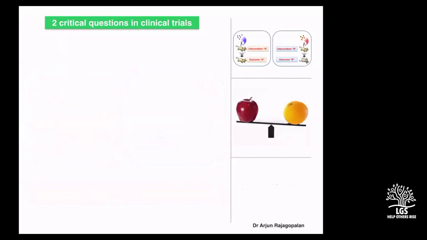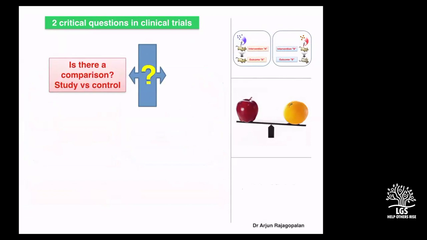In any clinical trial, you have to ask yourself two critical questions. One is, is there a comparison at all? Is there a study versus a control? Because if there is no comparison, if the whole thing is only a single series, then it's a story. It's not science. It's like reading a story. As far as the science of it is concerned, there is no science at all. In today's publishing, unless there is a valid control, there is no science in what you're doing. So your first question is, is there a control? Has the author bothered to compare what he is trying to do with what was there earlier? And that's the first step.